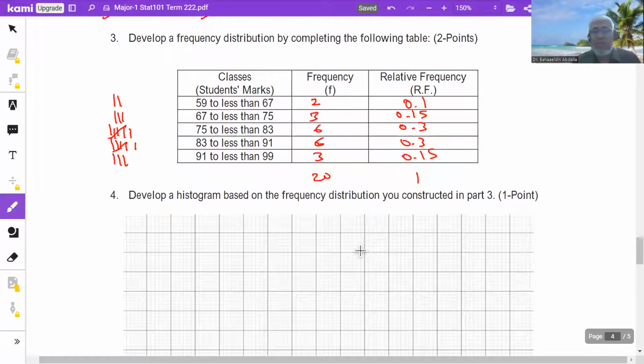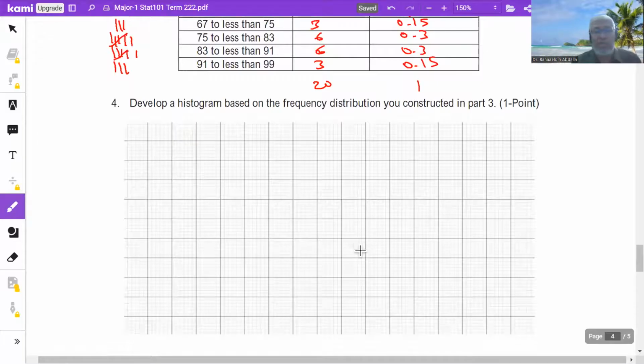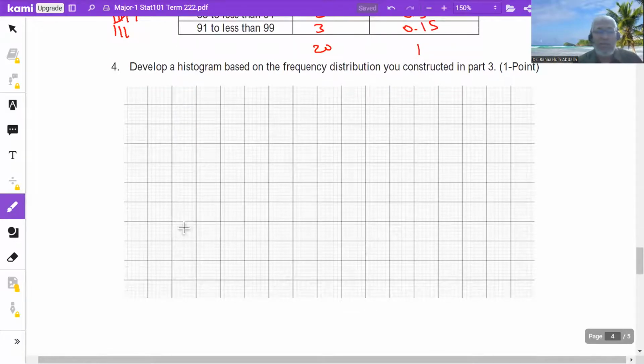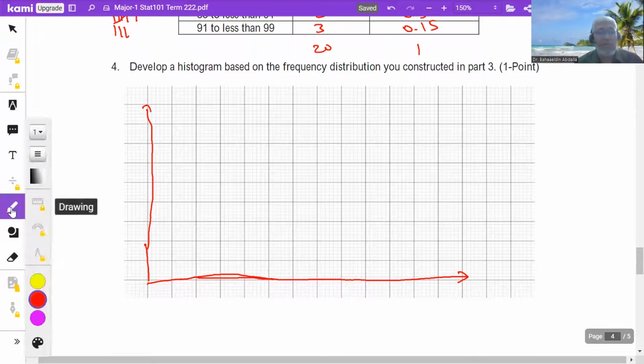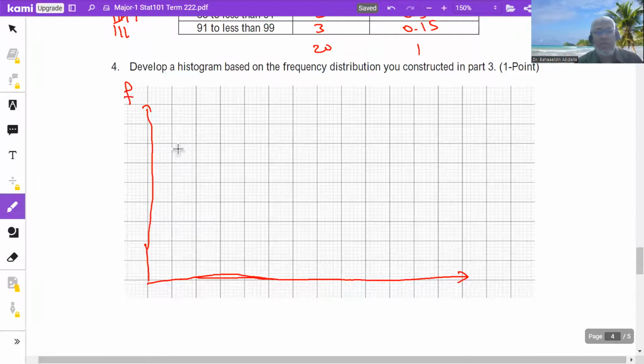Develop a histogram based on a frequency distribution you consider. Well, a histogram, I need a y-axis and x-axis. Okay. Here I put the frequencies. Here I write frequencies, and here I write the classes.